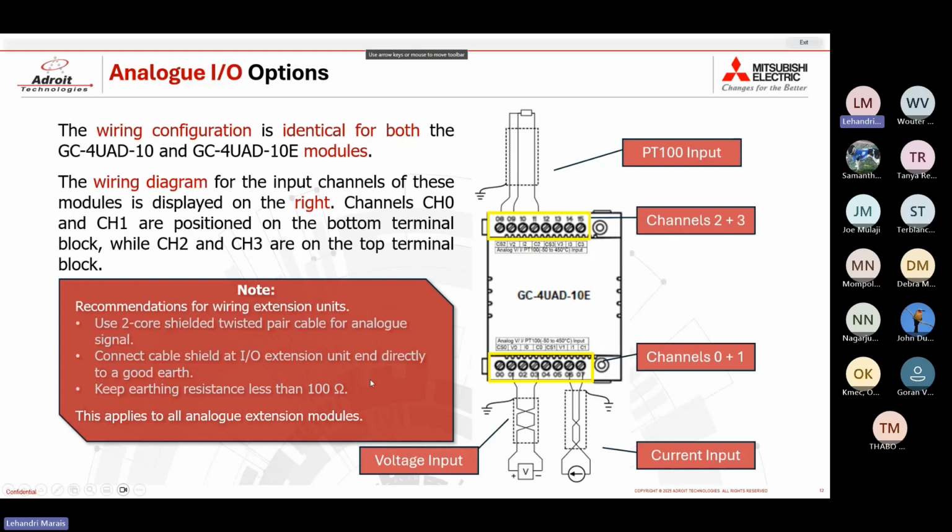For the GOC43, the recommendations in the manual are to use 2-core shielded twisted pair cable, and to connect your shield at the IO extension unit end as opposed to the sensor end, and to keep earthing resistance less than 100 ohms. Now this applies to all the analog modules for the GOC43.